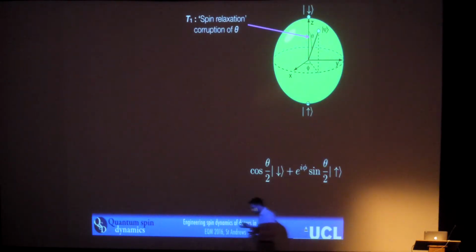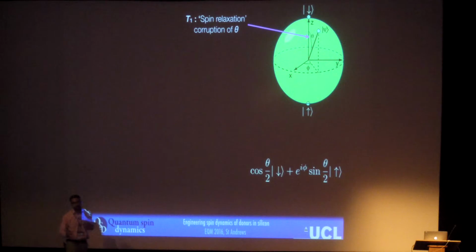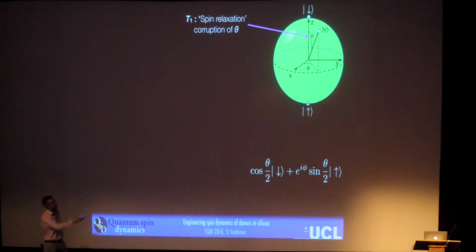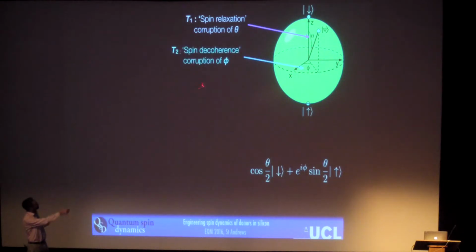So there are two ways that this state can get corrupted, and we use two timescales to define them because they can often be very different. We talk about T1 or spin relaxation, which is basically theta going wrong. It's changing the relative populations of spin up and spin down, and typically it involves energy exchange between the spin and the environment. The second timescale, T2, is decoherence, or in other words, the loss of information of phi, or a dephasing of the spin. Because that doesn't necessarily involve energy exchange with the environment, that often occurs on faster timescales.